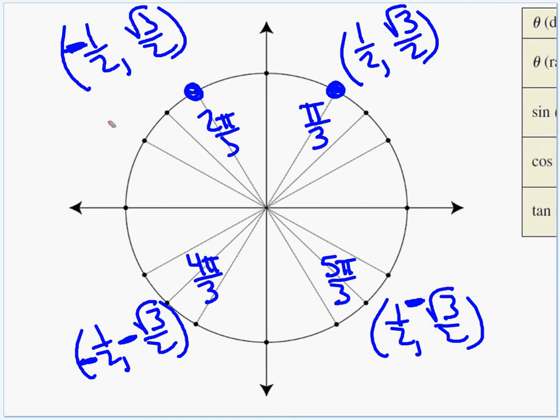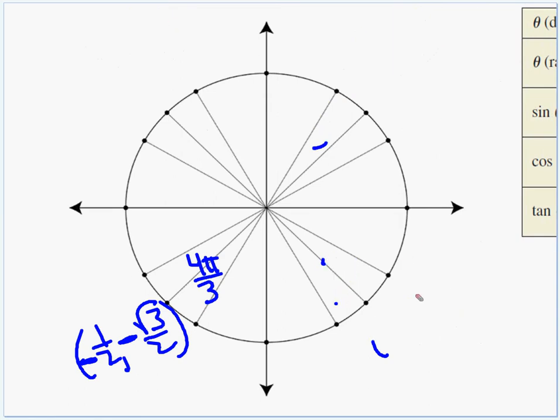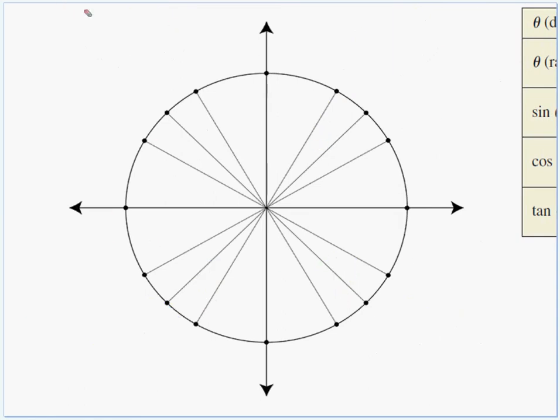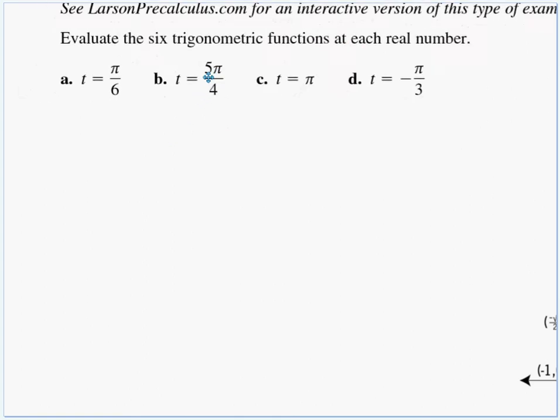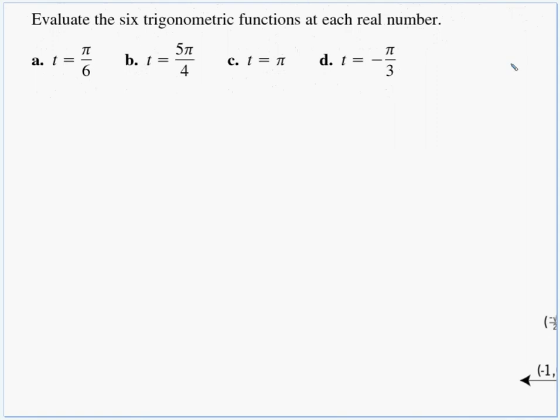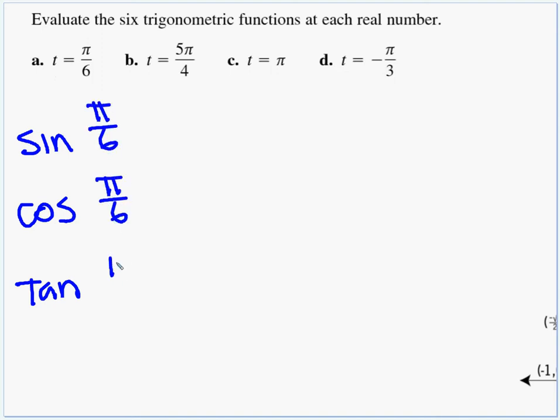Okay, so we've got a unit circle. Let's take it for a test drive. Evaluate all 6 trig functions for each real number. So here we go. I'm going to do sine, cos, tan. Each of these are going to be pi over 6. So let's get sine and cos.